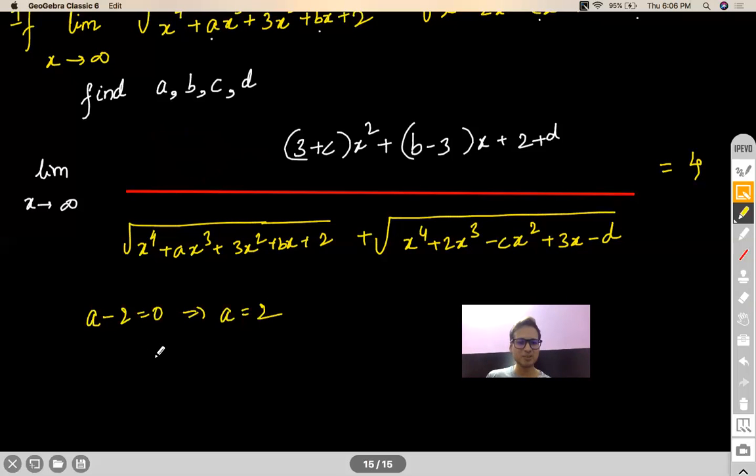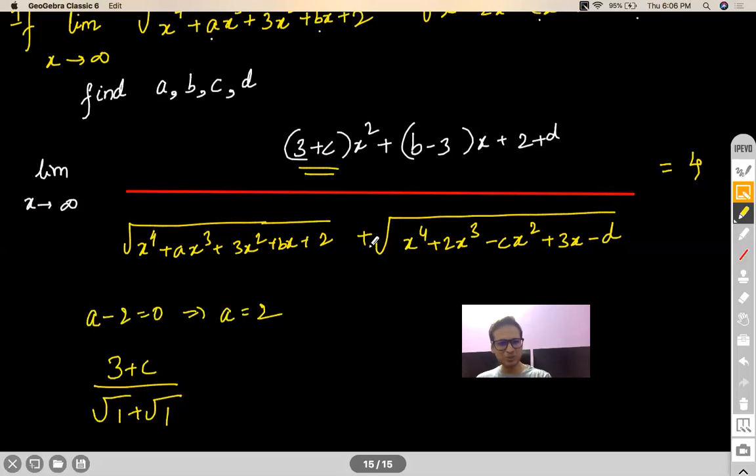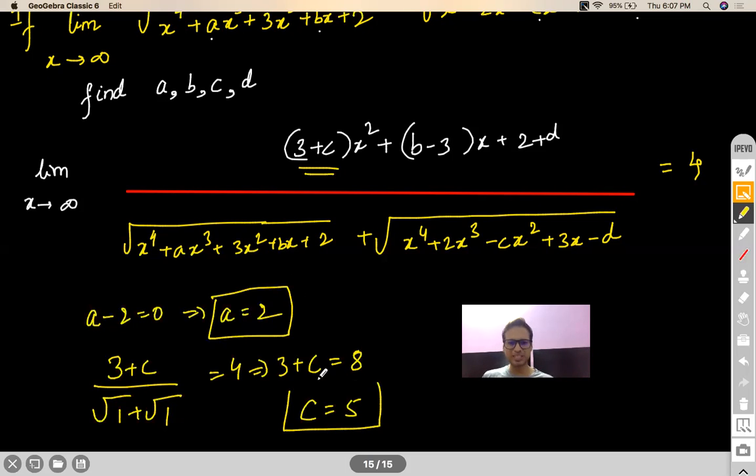In that case, your answer will become 3 plus c divided by under root 1 plus under root 1. I don't think I need to do that because you know the process, you have to divide throughout with x square. x square will enter as x to the power 4 inside the root. So it will give you root 1 plus root 1. That means your 3 plus c actually is 8. Correct? So c will be 5 and a will be 2. Most of you have got this.